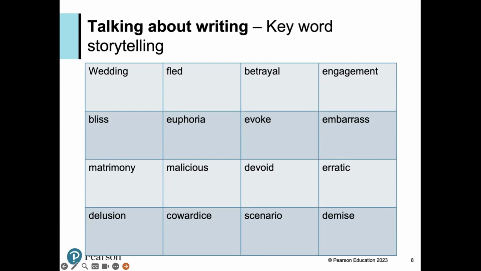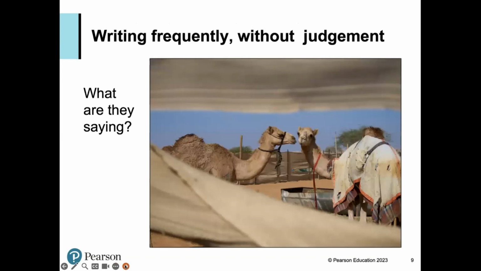So it was good. So then thinking about writing frequently without judgment, I use a lot of images, and here's one. Using starters like this for creative writing, you know, what are they saying? So again, either talking about it with a partner and then writing it down. I've done this with one being the camel with the red reins, and the other one being the other camel, and they've come up with a bit of dialogue. So again, it's that idea of doing it frequently, maybe 10 minutes every lesson, 10 minutes at the beginning of the lesson, just free writing, I found worked really well.